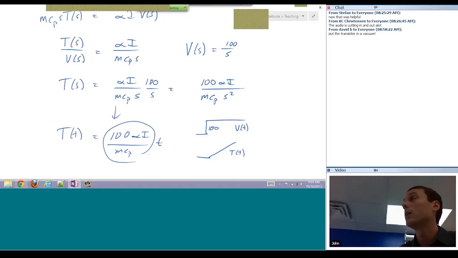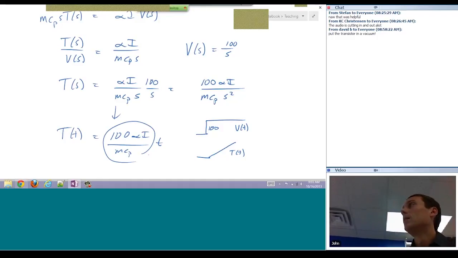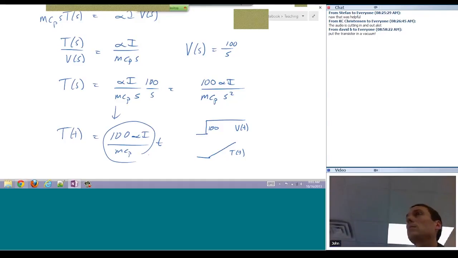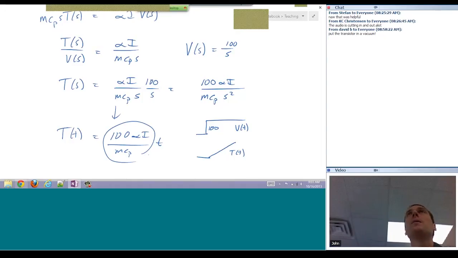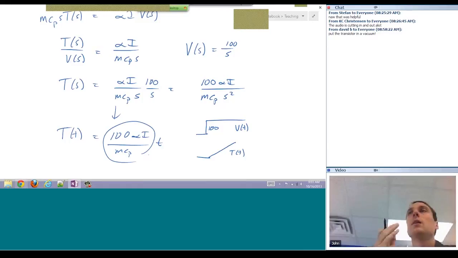Now, let's say you had a radiative thing. We talked about that in class. How would you determine that significance? What did you guys do if there were a radiative term? Are you saying radiation in flux? Well, if the temperature of your transistor is high enough, that radiation term is significant compared to the convective term.